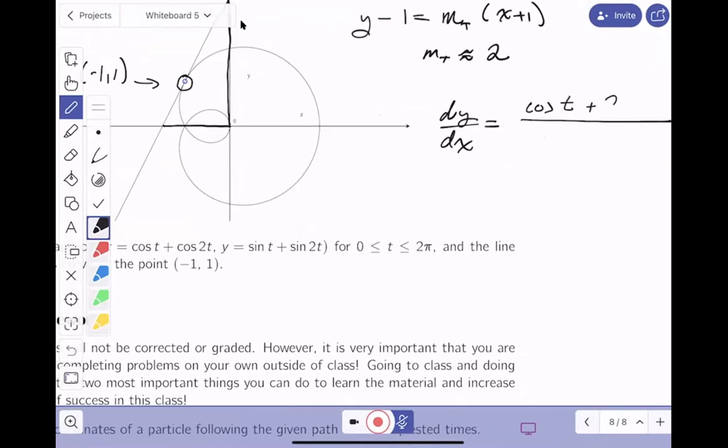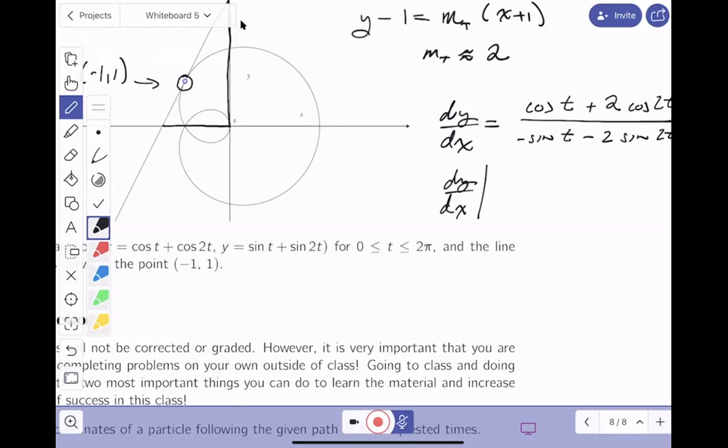Plus 2 cosine 2t. That's not so bad. What's the bottom going to be? Let me see if I did the top right. Cosine t. Yeah, let's do the bottom. Minus sine t minus 2 sine 2t. And I want to find out what dy/dx is, but I don't know the t.